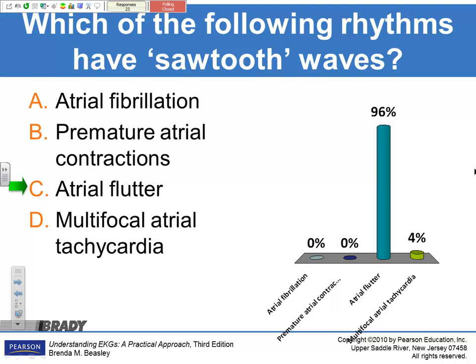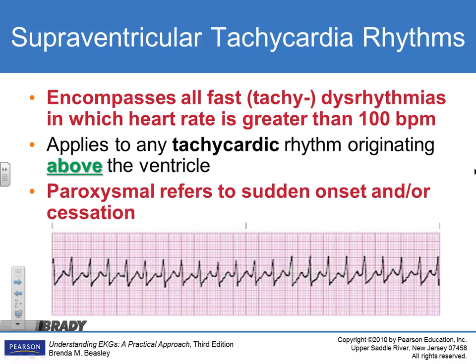Sawtooth waves, F waves, flutter waves. Okay, let's talk about SVT. Supraventricular tachycardia. Tachycardia means fast, and supra means above. So this is going to be above the ventricles, and they can't really identify where the focus is. If you can't identify it, SVT is an umbrella term.